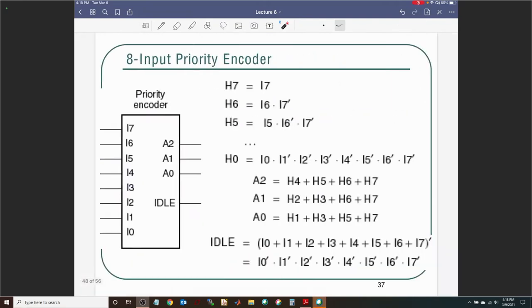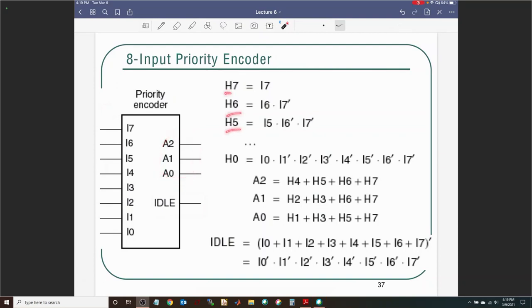So if you expand that 4-to-2 encoder to an 8-to-3 priority encoder, this is how things look. You still have active high inputs, active low outputs. There is also another output called idle, which is essentially to indicate whether you got something or you didn't get something at the input side. I'll talk more about that. But these are your 8 active high inputs. These are your 3 outputs.